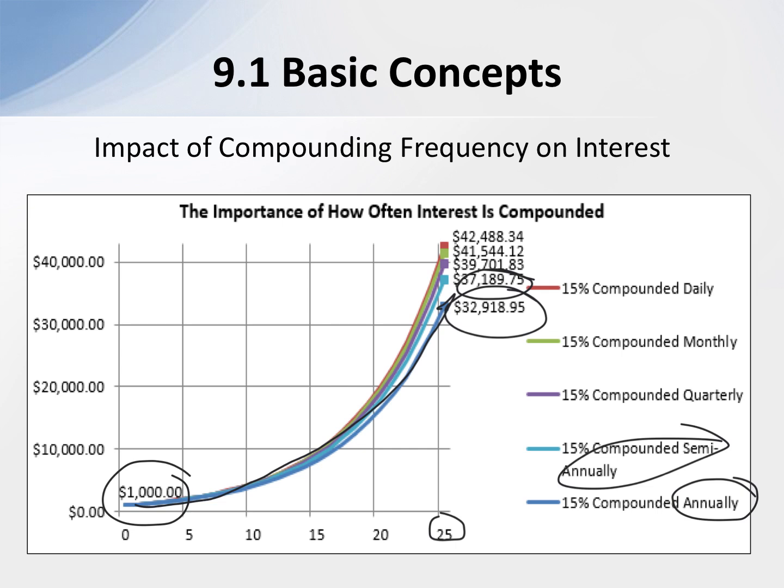$37,189.75. If we look at the most frequent compounding, daily, so 365 times in a year, we can see that that results in the most significant growth, $42,488.34 after 25 years at 15%. So we need to think, what are the features we would want if we were investing or we were borrowing at these interest rates and these compounding frequencies?